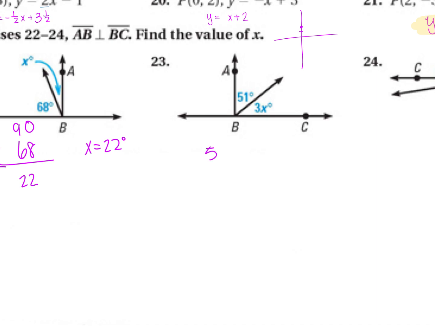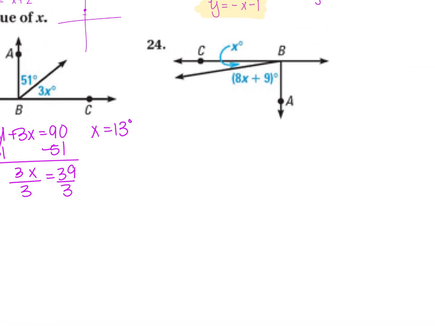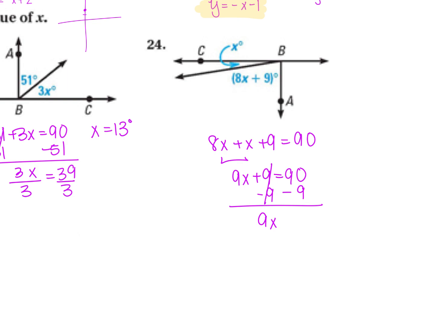Same thing here, adding these, 51 plus 3x equals 90. You're then going to get 3x equals 39. Divide both sides by 3. X equals 13 degrees. And 24, same thing, adding everything equals 90 degrees. 9x plus 9 equals 90 degrees. Subtract a 9 from both sides of my equal sign. 9x equals 81. X equals 9.